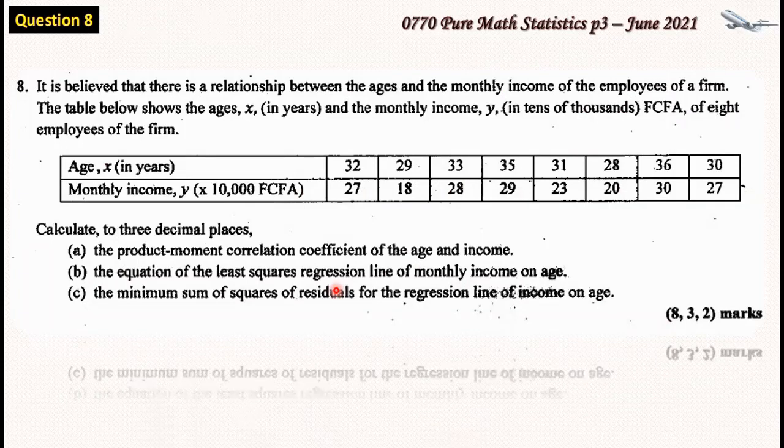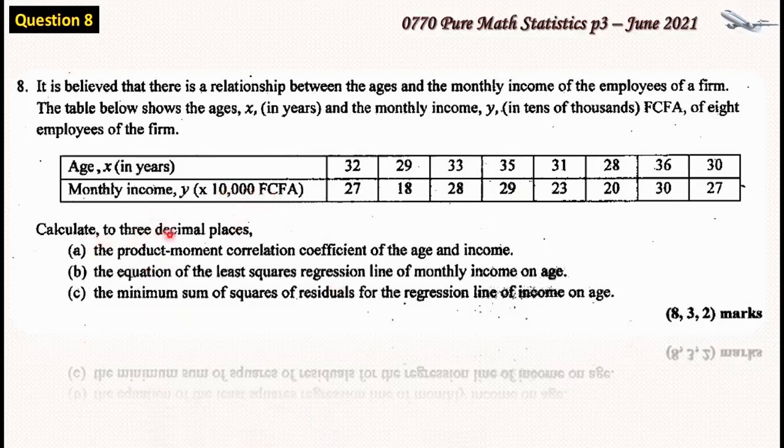So the last question. It is believed that there is a relationship between the ages and the monthly income of employees of a firm. The table below shows the ages X in years and the monthly income Y in tens of thousands of FCFA of 8 employees of the firm. So these are their ages and these are their monthly incomes in tens of thousands.